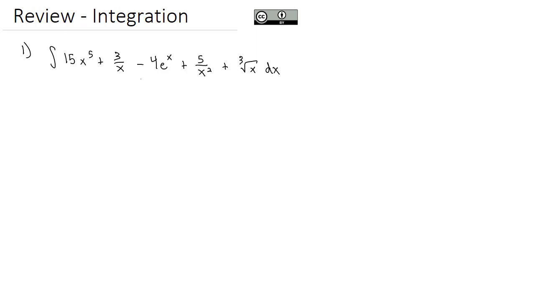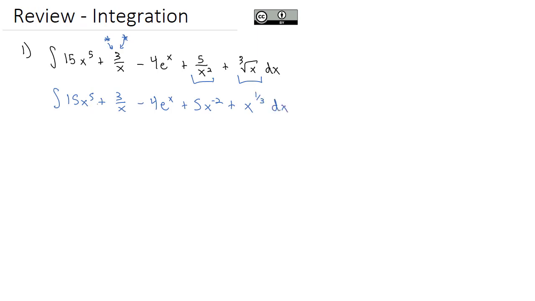When we're taking an integral, we don't like to have fractions and radicals, except for 1 over x. That one's allowed because that one has an easy antiderivative that we know. But the other ones I'm going to rewrite. So we have 15x to the fifth plus 3 over x minus 4e to the x plus 5. We're going to write that x squared as x to the negative 2. And that cube root of x is a 1/3 power.